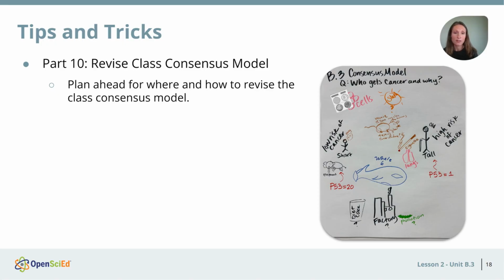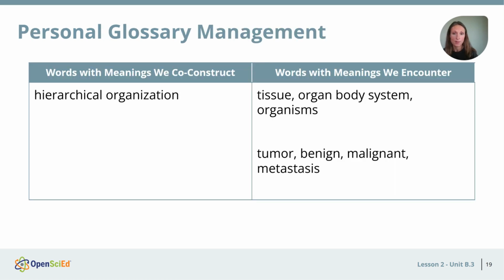Second, plan ahead for Part 10 when you revise the initial class consensus model from Lesson 1. Think about suggestions students might make for revising the model, and maybe even have sticky notes or pre-printed pictures that you can simply add to the model instead of trying to draw or write over the top.